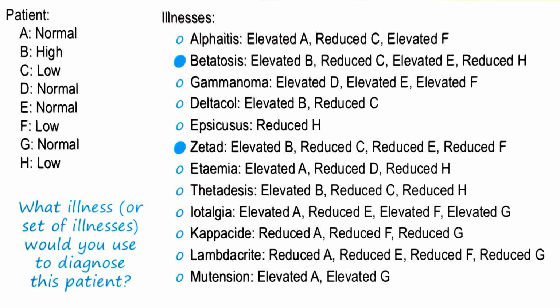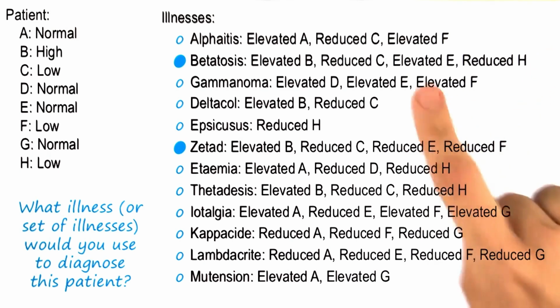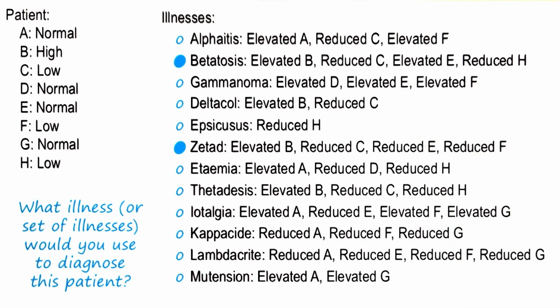Then based on that, I went looking for another illness that would complete the explanation. For thetadesis, that ended up leading me to capicide and mutention, but at that point I was using 3 different hypotheses, so I decided to revisit one of the closer matches from my original round. I revisited beta-ptosis, which had 2 mismatches. It predicted elevated E and didn't explain the reduced F, and I went looking for another hypothesis that would complete that explanation. Zeta-ad happened to have exactly those 2 effects.